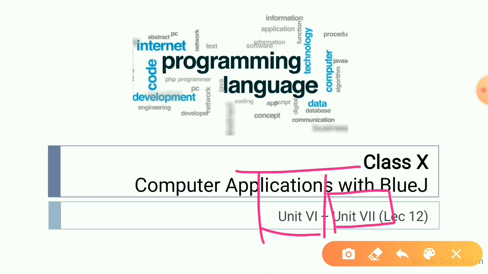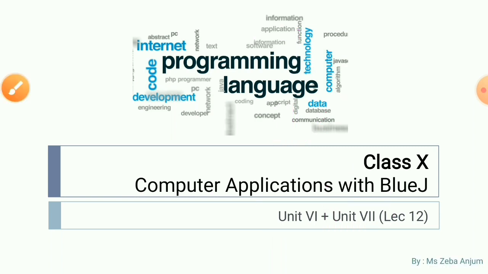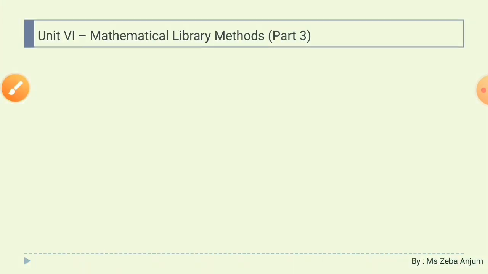So firstly we are going to see the sample answers of the questions that I gave you in the previous one. Then we are going to solve our remaining exercise portion, and then we are jumping over to unit number 7. So let us start with unit number 6, that is part 3 of mathematical library methods. Firstly we will see the sample answers, and then the exercise questions.